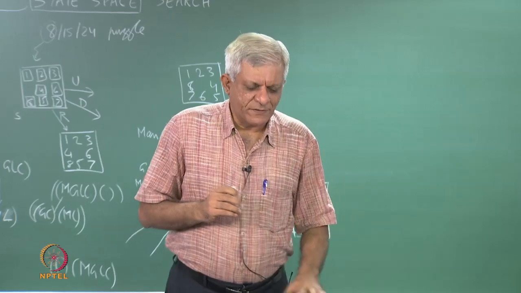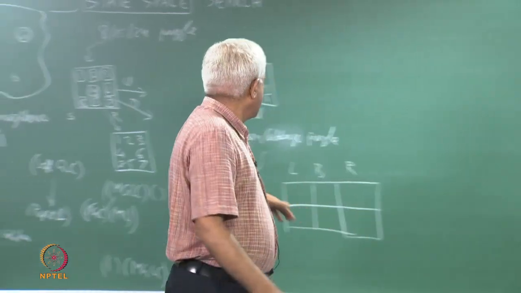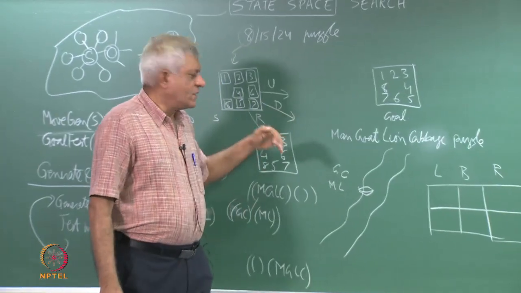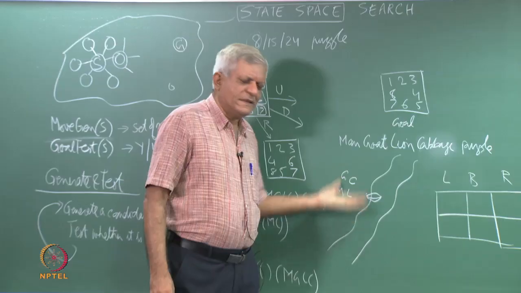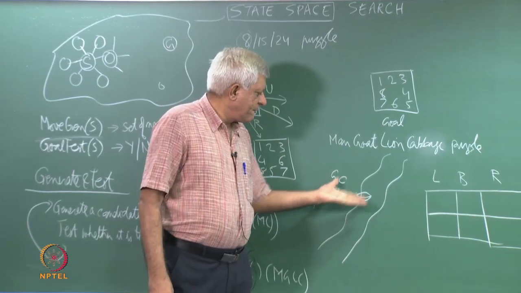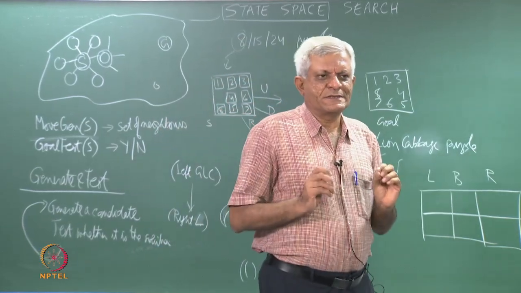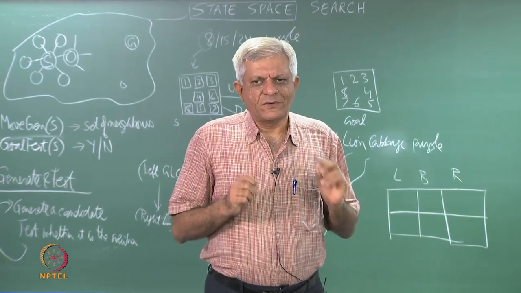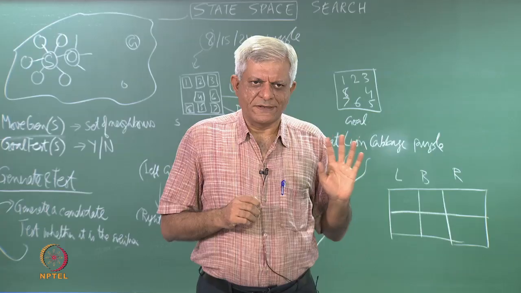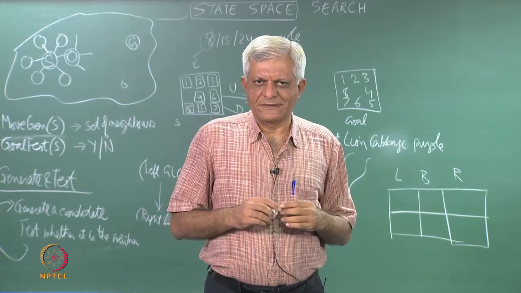So, once I have written these 2 functions for a domain, I can practically forget about the domain. I do not have to worry about whether I am solving the Rubik's cube, or whether I am solving this 8 puzzle, or whether I am solving this river crossing puzzle. It does not matter. I have a move gen function, I have a goal test function, and I want to find a sequence of moves which will take me to the goal, and so this is a very abstract problem essentially.